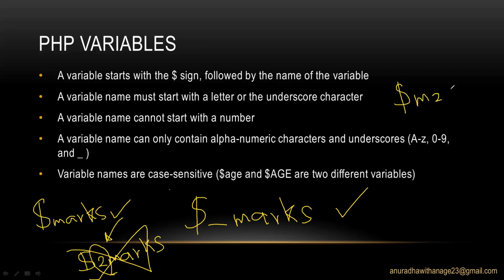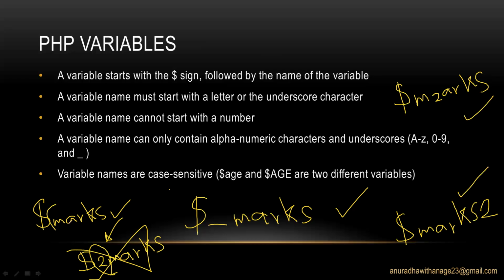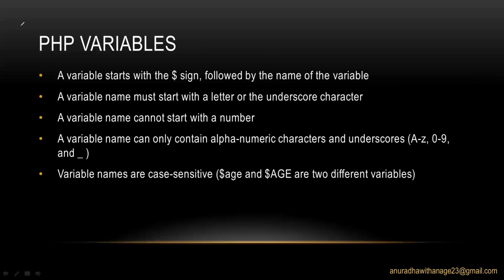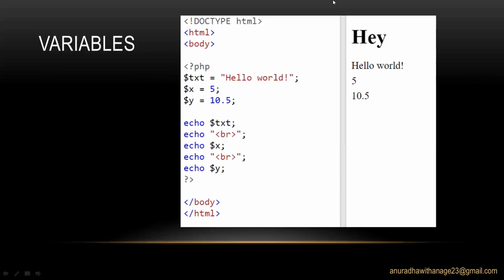We'll say M2arks. This is okay. There is a number, but it is in the middle, and that is okay. In the middle or maybe at the end of the variable is also okay. Marks2 is also okay. This is correct, this is correct, and this one is incorrect. Every time, the starting character after the dollar must be a letter or underscore. Nothing else can be used. Right, this is about the variables.